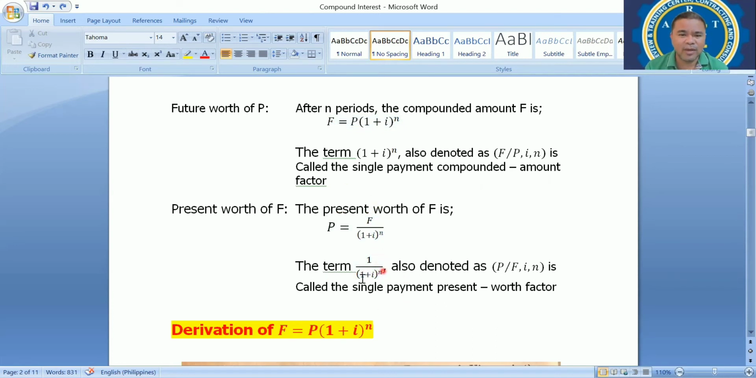So the term 1 over (1 plus i) to the n is also denoted as P/F, i, n, the single payment present worth factor. So take note here, the earlier one is called the single payment compound amount factor, and this one is called the single payment present worth factor.